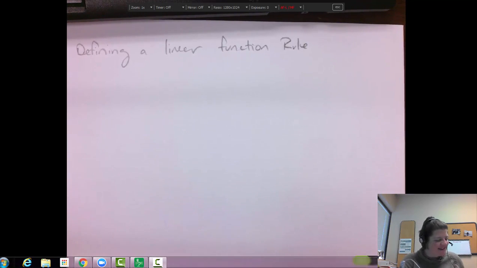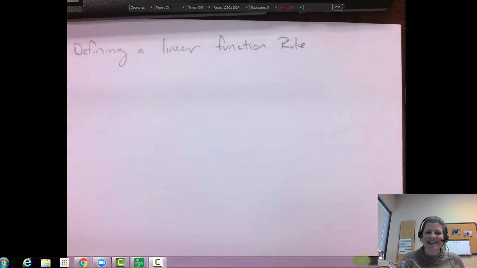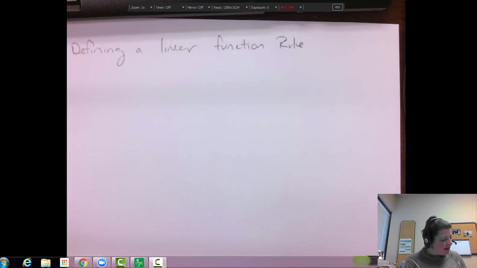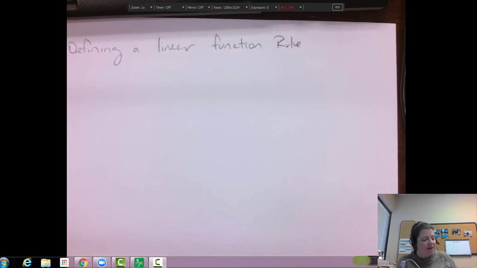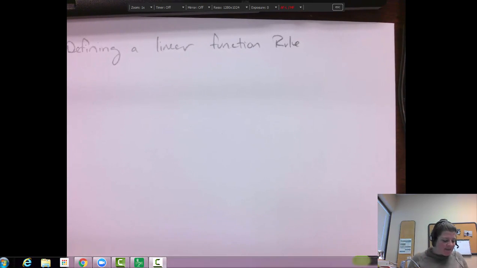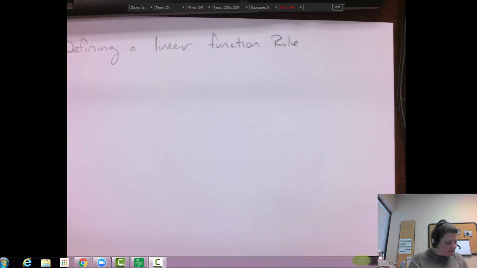Class. This is A1 in 8th grade. I don't remember where it is in the other class for 7th Accelerated, but this is defining a linear function rule. So we're defining a rule. Rule really means write an equation for a situation. So let's look at a couple different things.